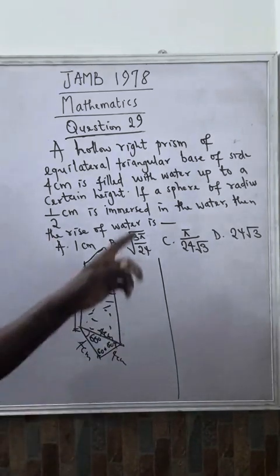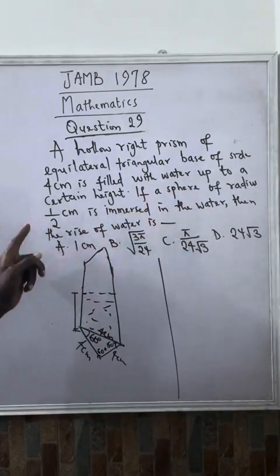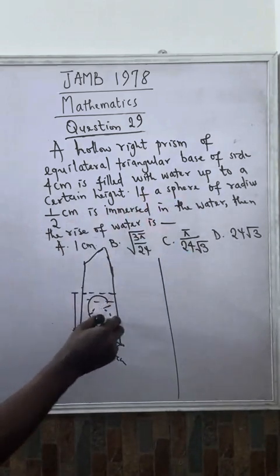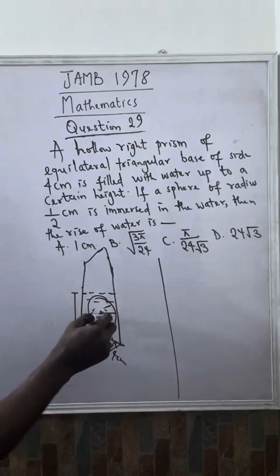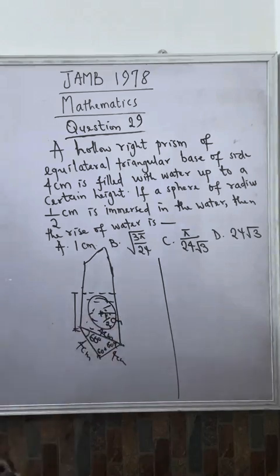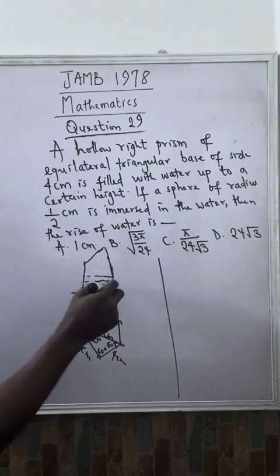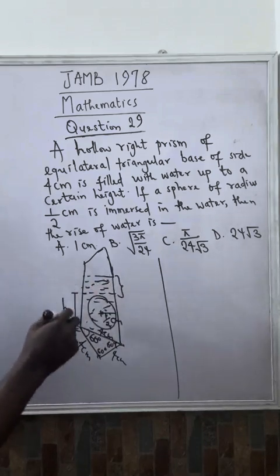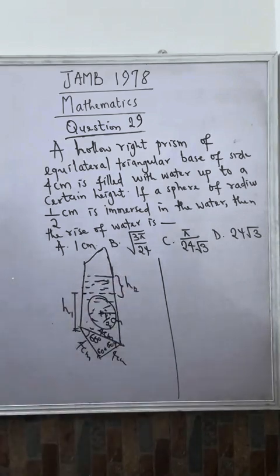They now said a sphere of radius 1/2 cm is immersed. So the radius of the sphere is half a centimeter. Of course, the water here will rise. So this is the rise in water. Let me call this one H1 and this one H2.